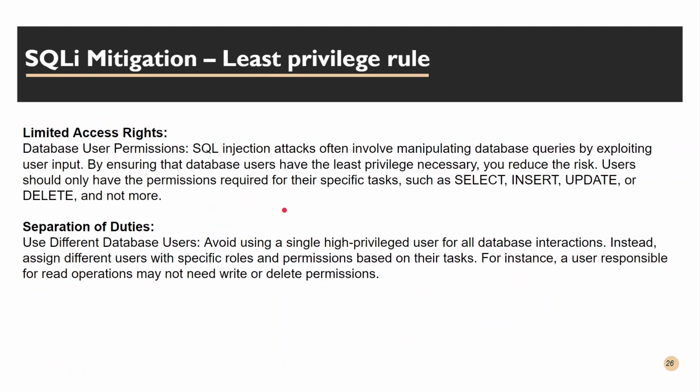Then the last method of mitigating against SQL injection is by using the least privilege rule. And this has been segmented into two categories: the limited access right and the separation of duty. Now let's start with the limited access right. In order to perform this type of mitigation, we need to ensure that database users have the least privilege necessary to perform a certain task. This is meant to reduce the risk within the database. In this case, users should only have the permission required for their specific task, such as selecting or retrieving information from the database, inserting or updating data into the database, or deleting information from the database, and nothing more.